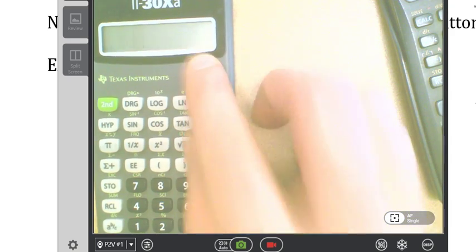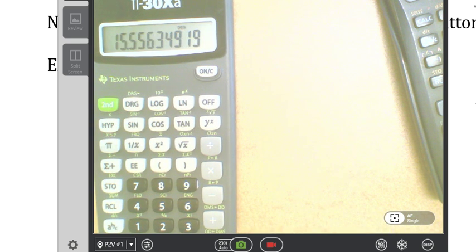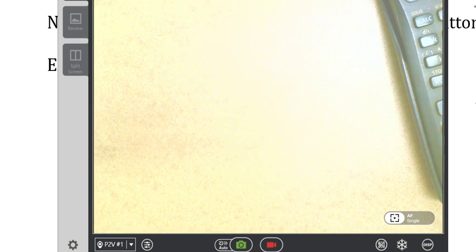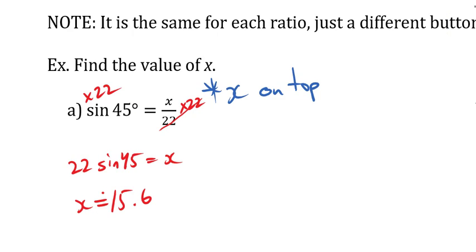Oh, you can't really see that. I'm going to do that again. 22 times 45 sine equals, and there you have it, same answer. So you have to put in the angle first, then hit sine, whereas if you had a proper calculator, you put in sine and then the angle. Yes? Yeah, sure. You're going to miss some pretty important stuff here, though. So make sure you can get 15.6. If you can't, let me know.